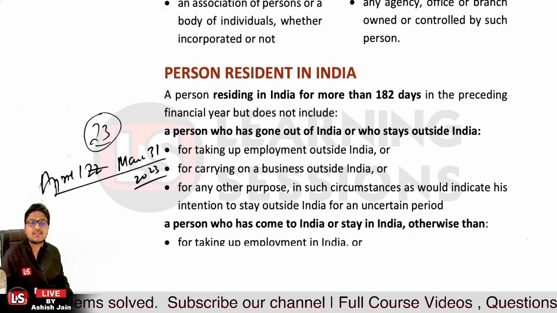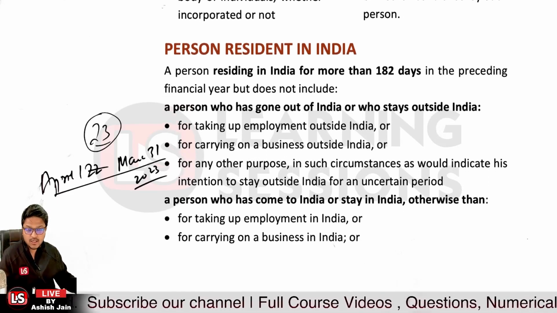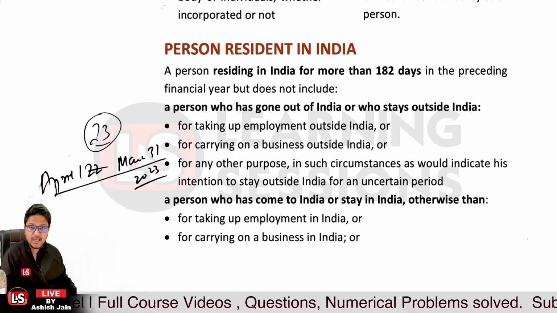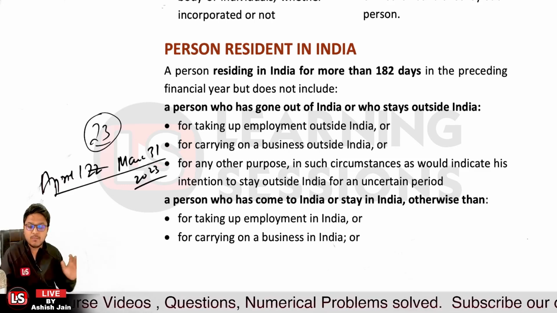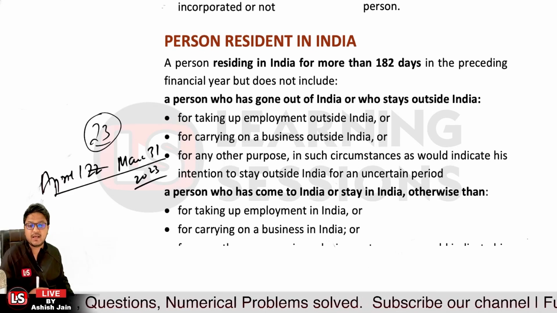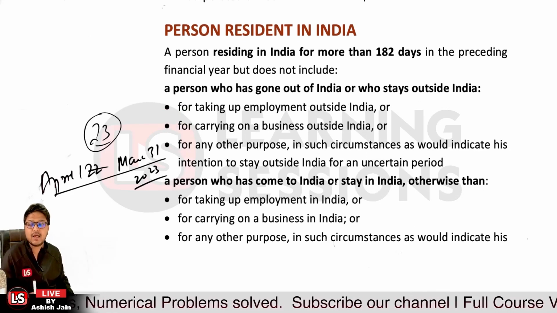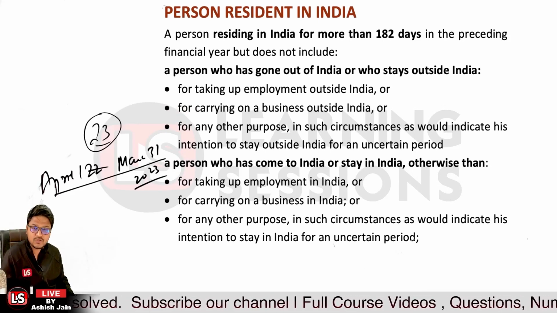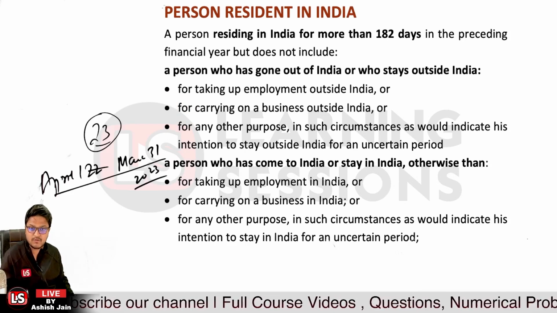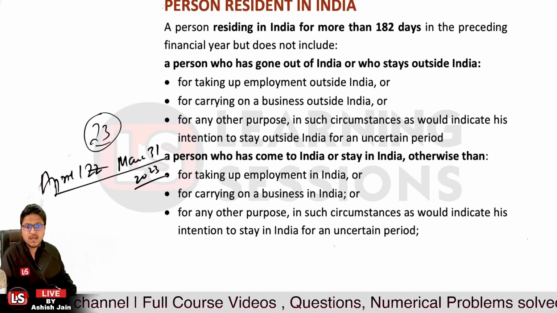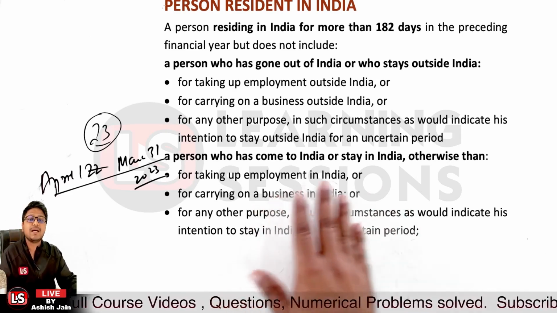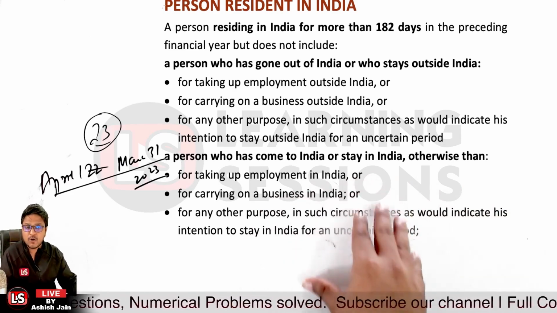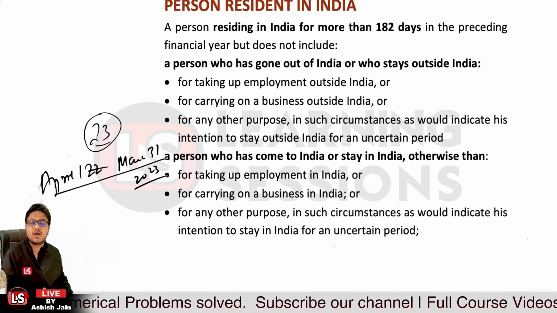Also, a person who has come to India and stays in India otherwise than for these particular reasons will also be a resident of India if he or she has been staying in India for more than 182 days in the previous financial year. Like if the person has not come for employment in India, or to carry out a business in India, or for any other purpose indicating that the person is going to stay in India for a longer duration or uncertain period, then that person will not be covered, because this is the clause which says a person who has come to India or stays in India otherwise than. So these things will be excepted out of the clause for a person to be counted as a resident of India.